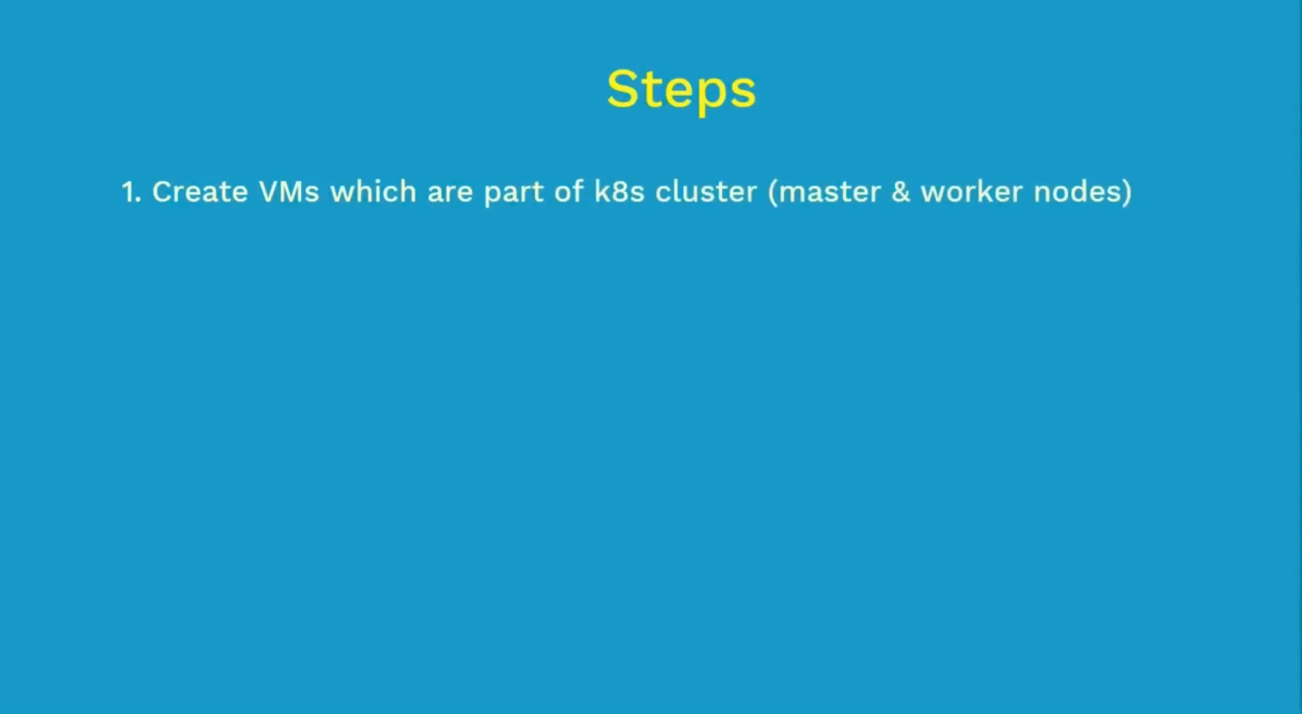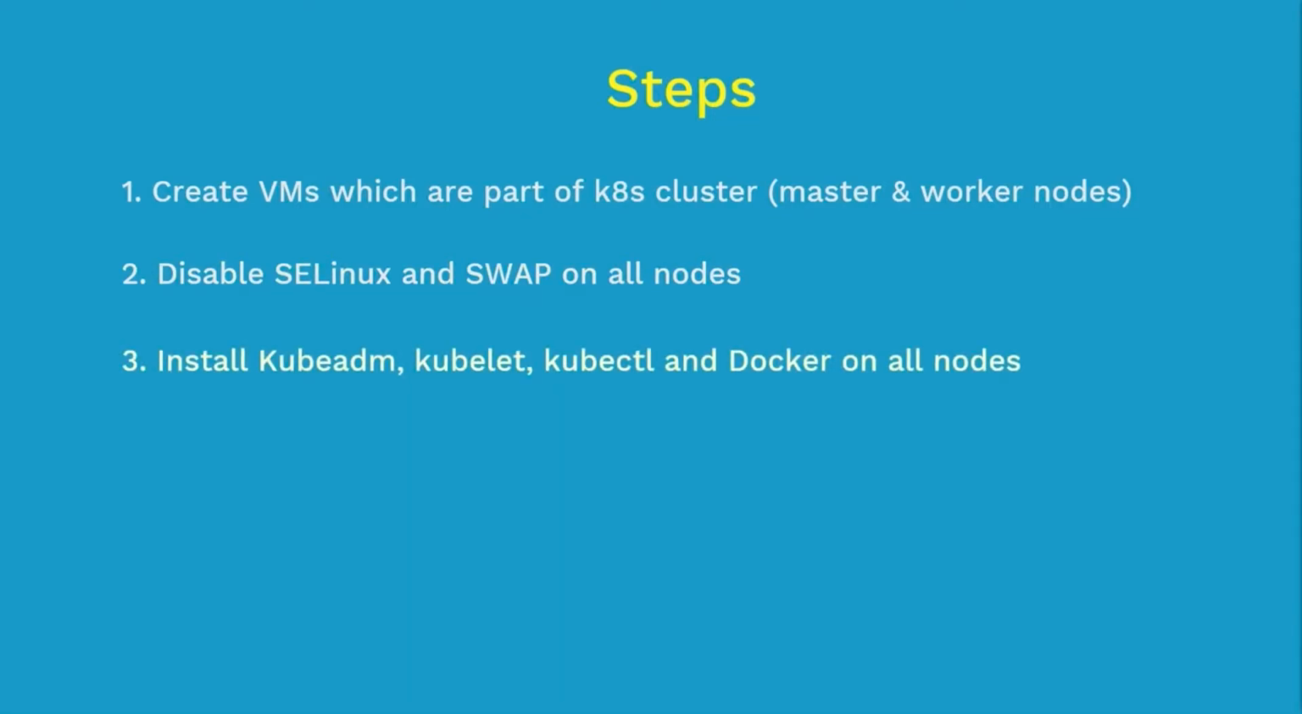In this slide, we'll discuss the 6 steps involved in creating a Kubernetes cluster. In the first step, we'll create the VMs which are part of the Kubernetes cluster. In the next slide, I'll show you how many VMs we'll be creating. Then, we'll disable SELinux and swap on all nodes. After that, we will install 4 packages. They are Kubeadm, kubelet, kubectl, and Docker on all nodes, including the Kubernetes master and the worker nodes.